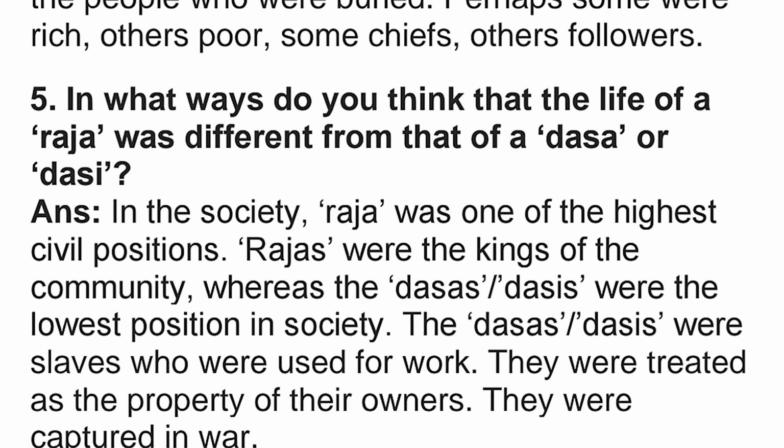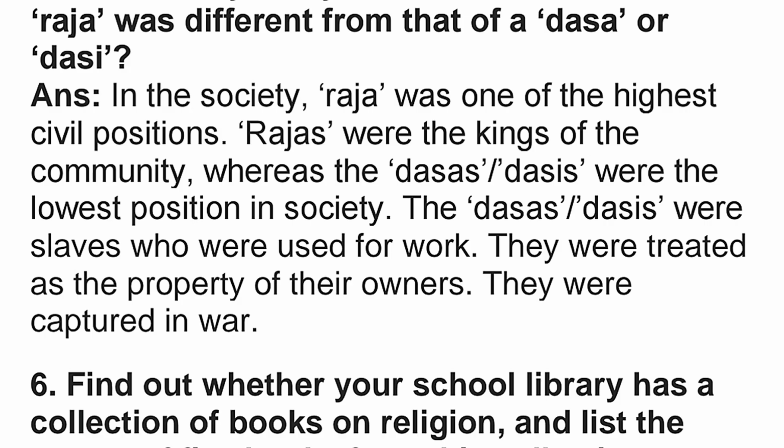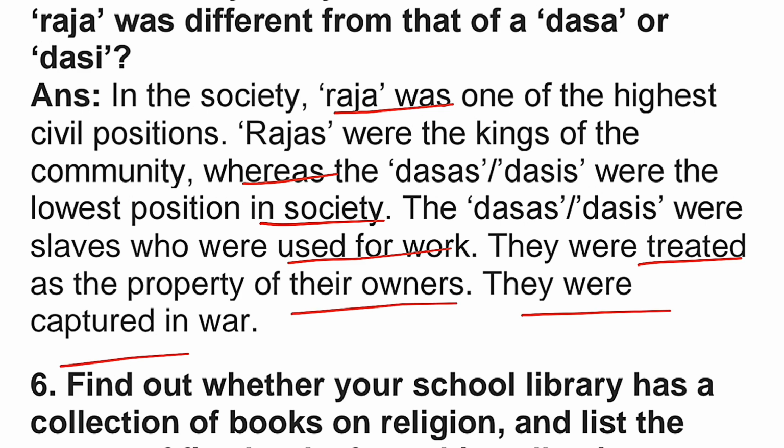Let's see the next, question 5: in what ways do you think that the life of a Raja was different from that of a Dasa or Dasi? Let's answer. In the society, Raja was one of the highest civil positions. Rajas were the kings of the community, whereas the Dasas and Dasis were the lowest position in the society. The Dasas and Dasis were slaves who were used for work. They were treated as the property of their owners. They were captured in war.